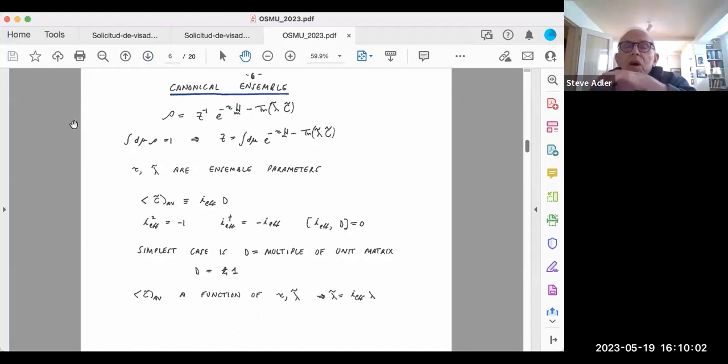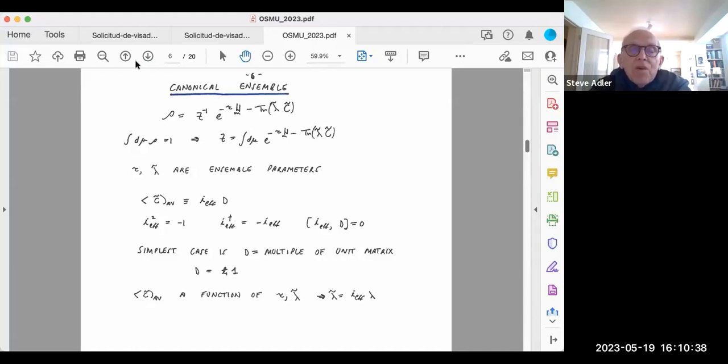So now we can form a canonical ensemble ρ as Z inverse, where Z is the partition function, exponential of minus τ times a trace Hamiltonian minus the trace of a Lagrange multiplier times C tilde. Now requiring this to have unit integral over phase space says that the partition function Z is just the integral dμ of e to the minus τ Tr H minus Tr λ tilde C tilde. So τ and λ tilde are ensemble parameters.